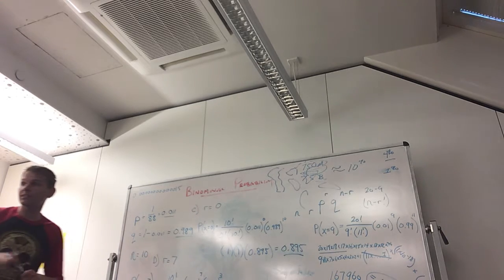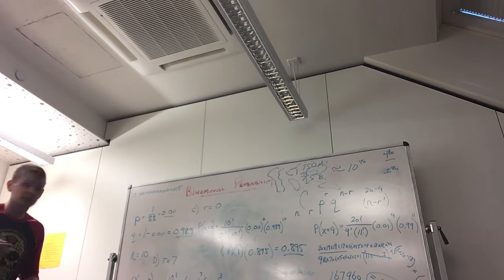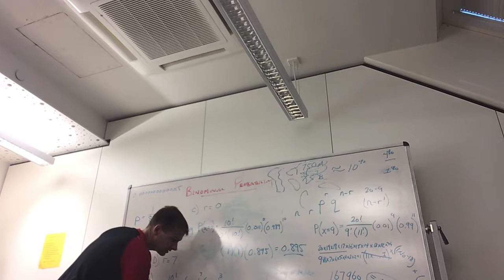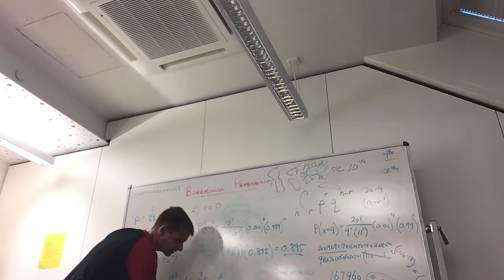0.989 to the 3rd power is what, Nicole? 0.967.